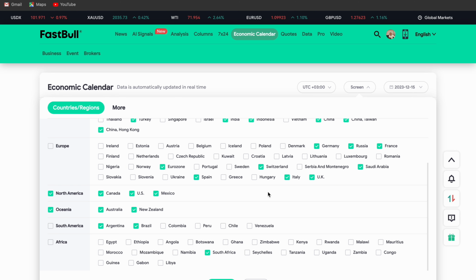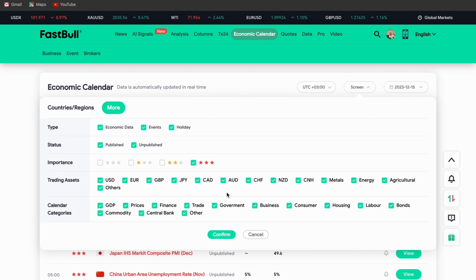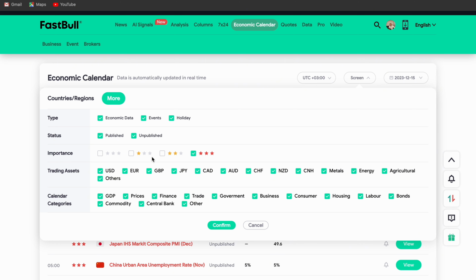So you can select countries where you want news events from. Then we have here more. On more is where you can select high volatile news or less volatile news. So for me, I'm interested in only volatile news here. So knowing that when I select this, I know that it's only volatile news that I'm going to be seeing.